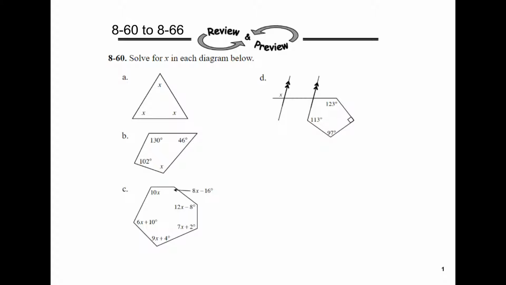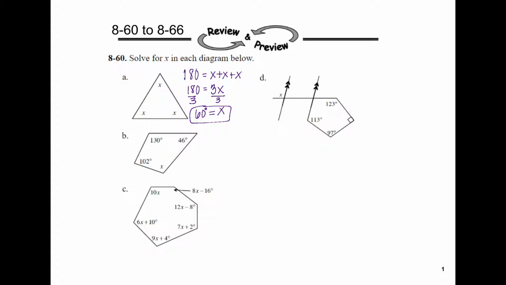So looking at letter A, I know that in a triangle, all of the angles add up to 180 degrees. So 180 equals x plus x plus x, which when I combine my like terms equals 3x. So I can divide by 3, and 180 divided by 3 tells me that x is equal to 60. We're talking about the angles of our triangles, so we want to make sure that we say 60 degrees.